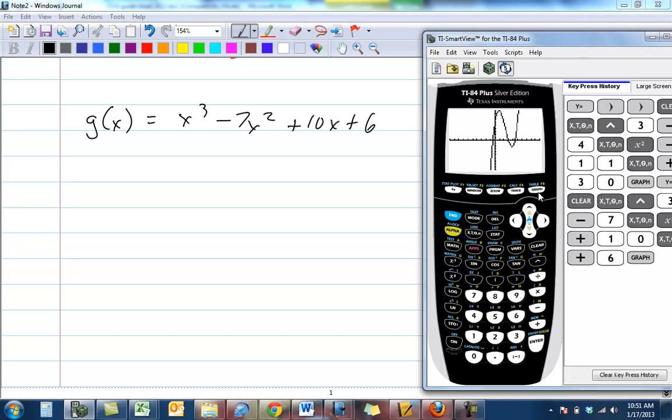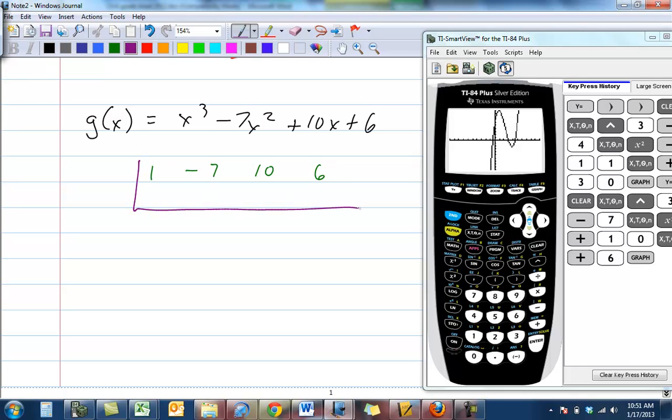So this graph might be a little bit tougher to read. Let's look at that one. Is that a negative 1? I'm not sure. Let's try it. Synthetic division is so easy. It's easy just to guess and see if it comes out. Let's try negative 1. 1, negative 1, negative 8, 8, 18, negative 18, negative 12.